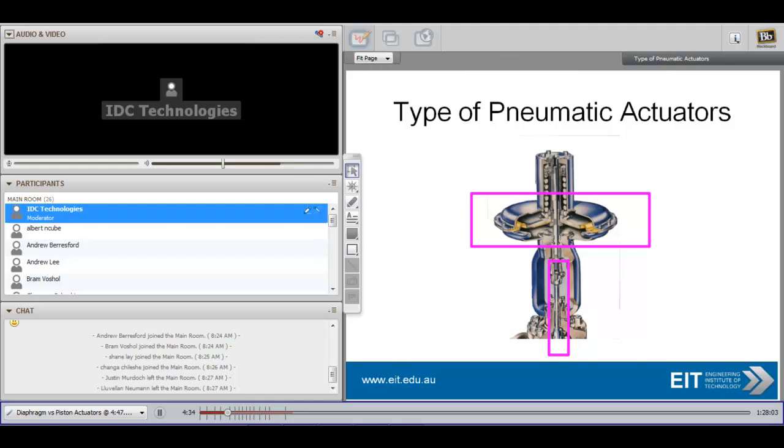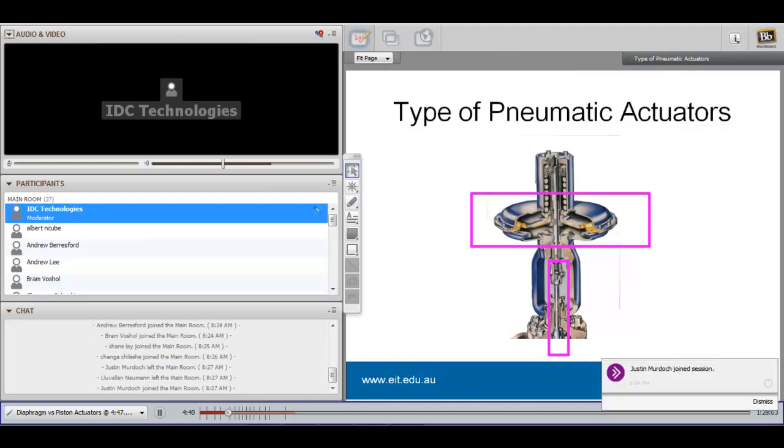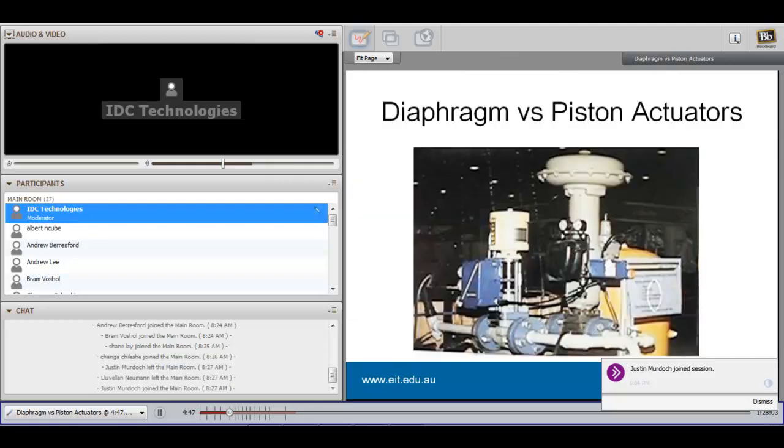We would generally operate them with a signal of 20 to 100 kilopascals. We would get very rough control, or you could have put a valve positioner onto them if you wanted to. Precise control without a valve positioner was not possible, but with the valve positioner it most certainly was.